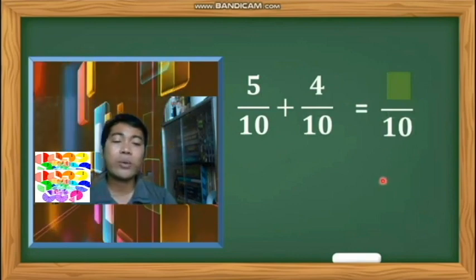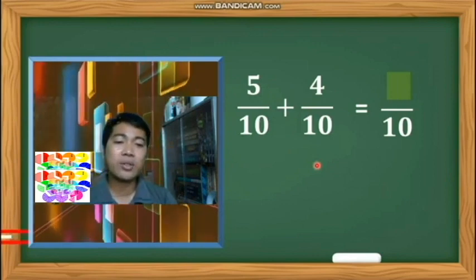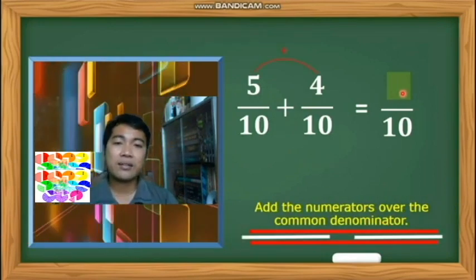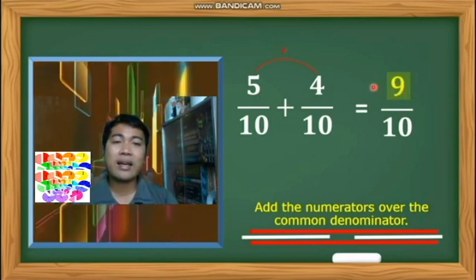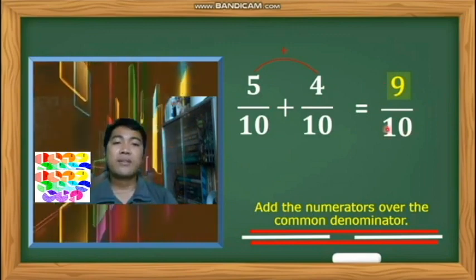Ano nang gagawin natin? We will have to proceed to the third step to add the numerators over the common denominator. So, 5 plus 4 is 9. Now, our final answer is 9/10. Alright.